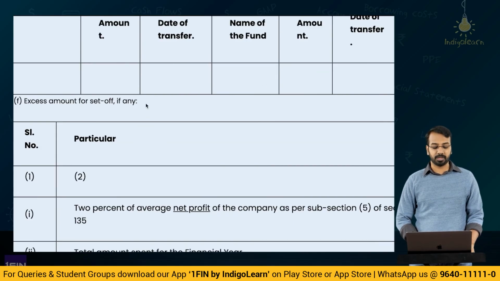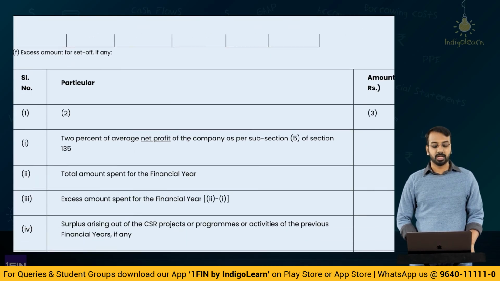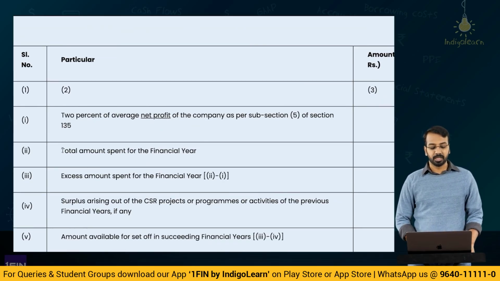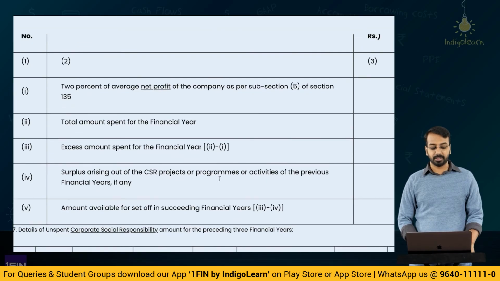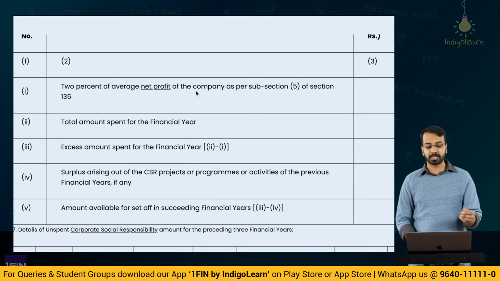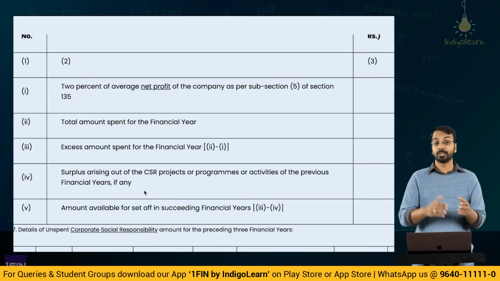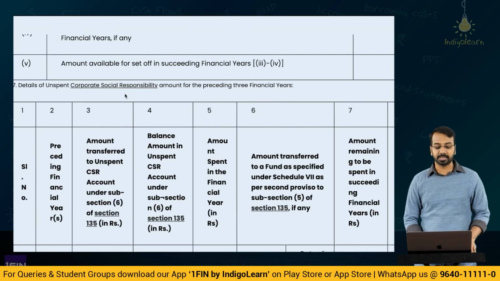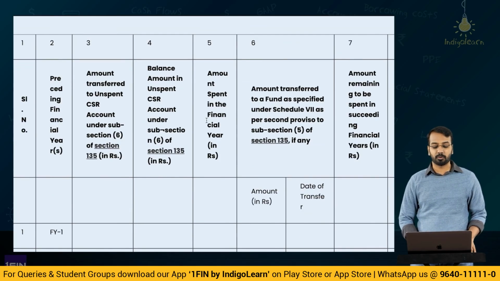Excess amount for set off, if any. Here also you will calculate whether there is any excess. So what is the 2% of average net profit, the total amount spent, the excess amount spent, then the surplus arising out of CSR projects, and the amount available for set off. Basically, let us say 2% of net profit is 10 lakhs, and the amount spent for the financial year is 13 lakhs. So the excess amount spent is 3 lakhs, but then there is a surplus of 1 lakh from an existing project. So 3 lakhs minus 1 lakh, 2 lakhs can be carried forward. Then details of unspent CSR amount for the preceding 3 financial years in the given format.